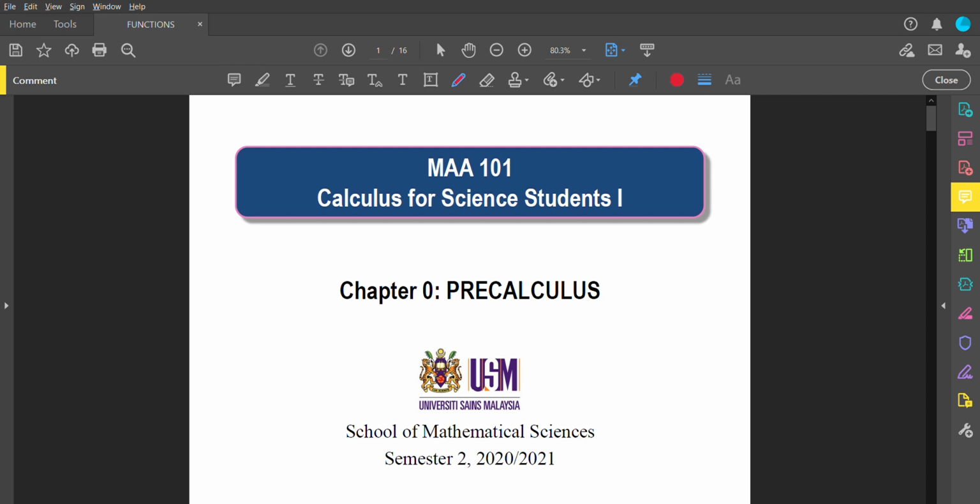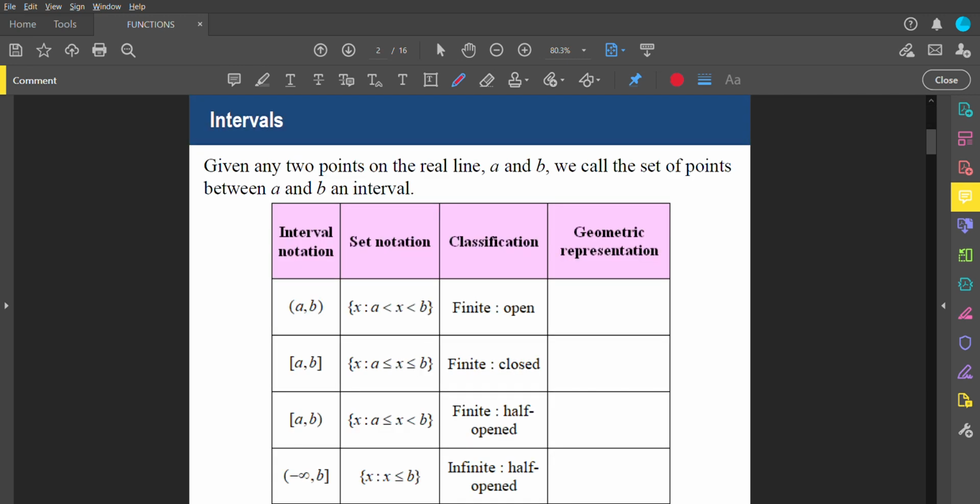illustrate the topic itself. First and foremost, the most important thing that you need to know in order to be able to grasp the concept of calculus is intervals. So it says here, given any 2 points on the real line, A and B, we call the set of points between A and B an interval. There are many types of interval. As you can see in this table here, we have open interval, we have closed interval, and then we have half open, or sometimes you call them half closed. And then we have infinite half open and half closed.